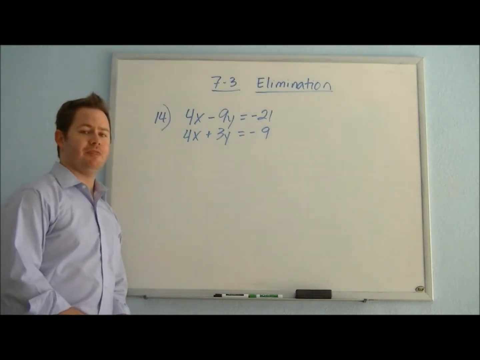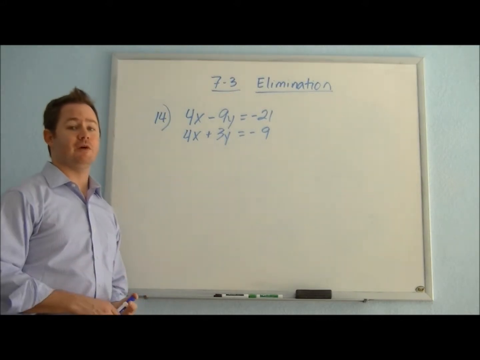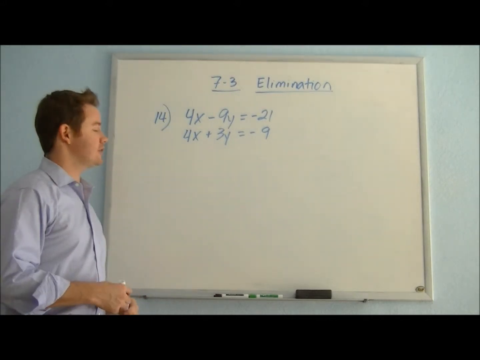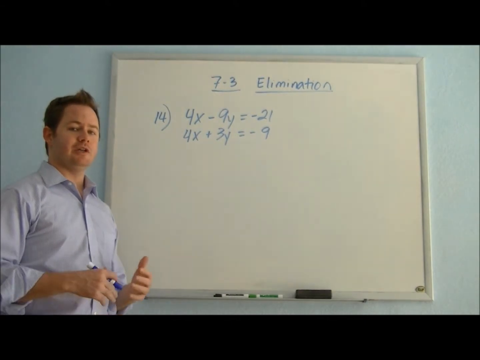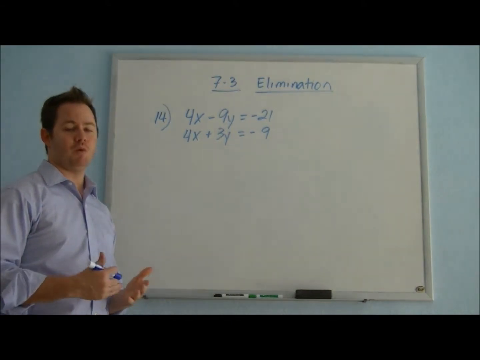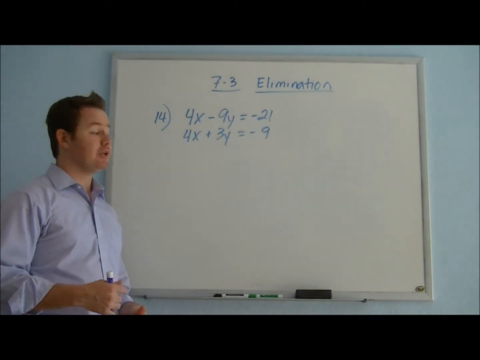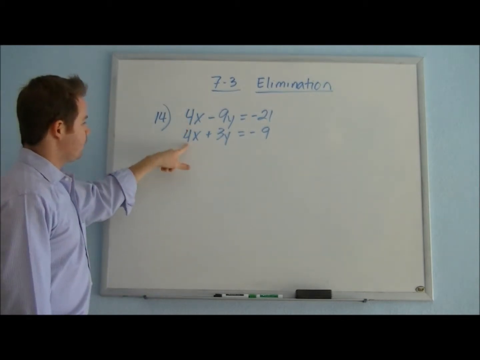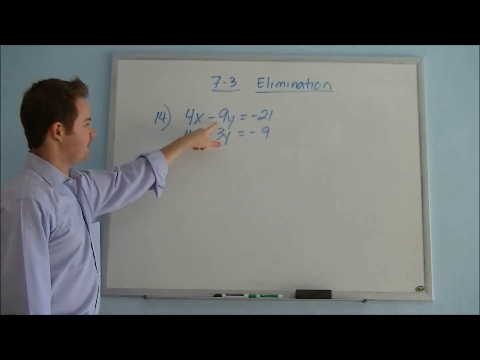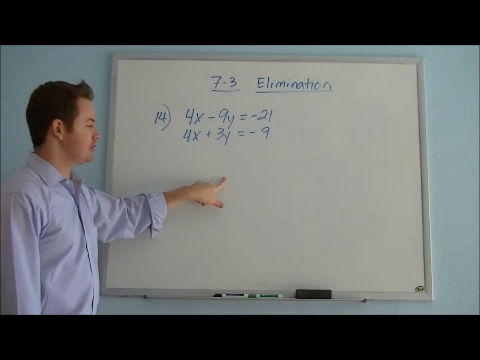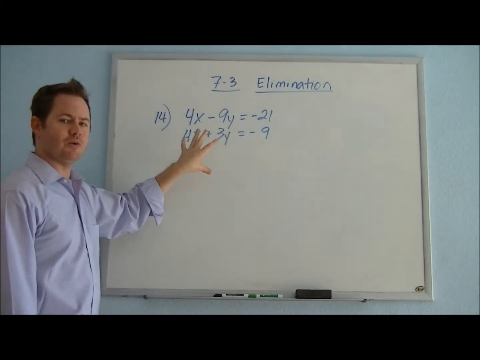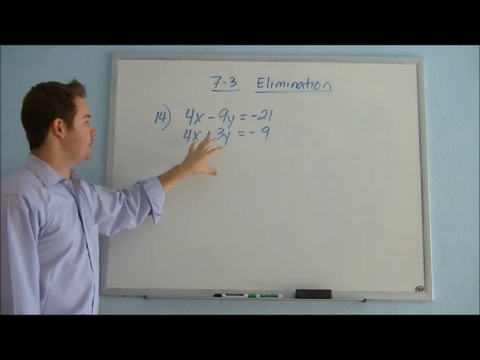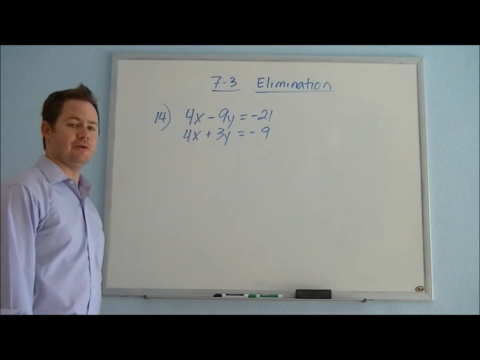Now if we look, the previous example that we looked at from this section was question number 6. And in that question, the equations were already set up for one of the variables to cancel out. But in this case, we have 4 and 4, which would be 8, and we have negative 9 and 3, which would be a total of negative 6. So nothing cancels out the way that the equations are currently written when we try to add the equations together.